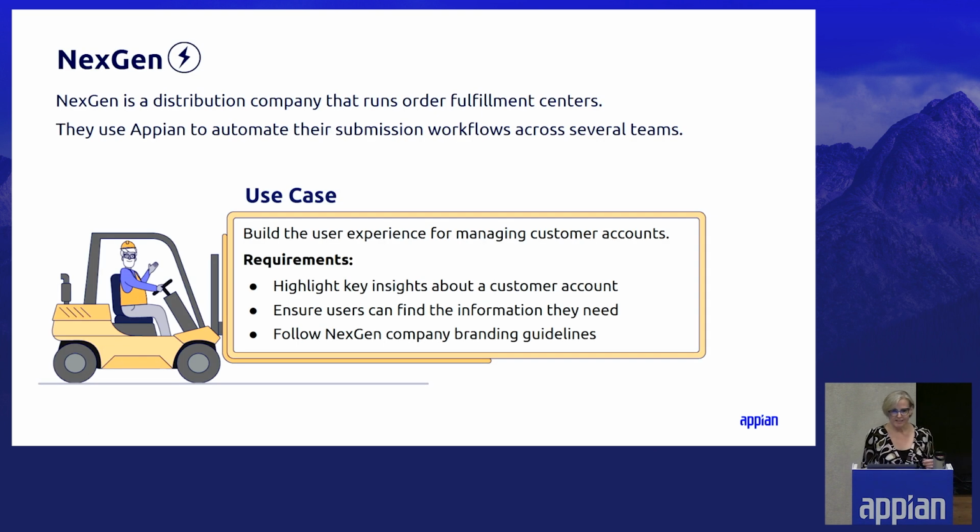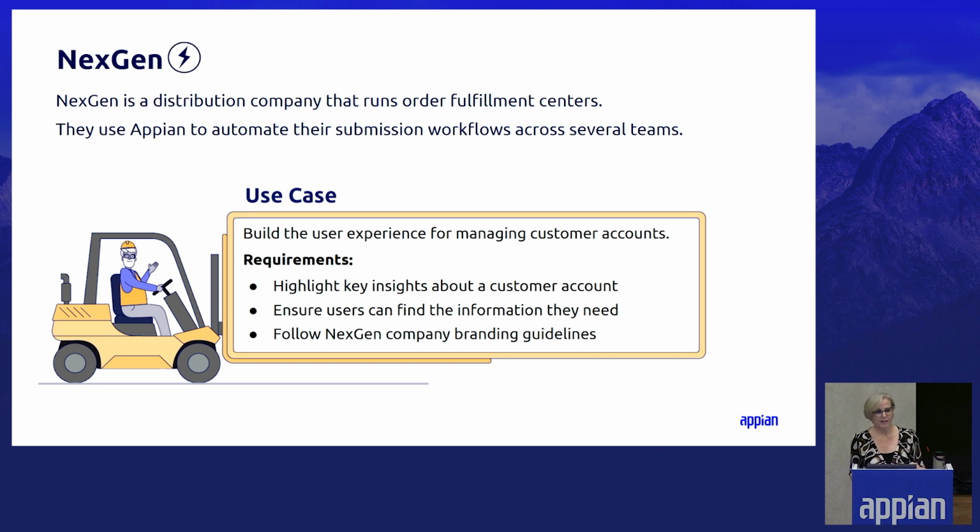All right, here's our use case. We have NextGen. They're a distribution company that runs order fulfillment centers. They use Appian to automate their submission workflows across several teams. So what we're going to be doing is building out the user experience for customer accounts.